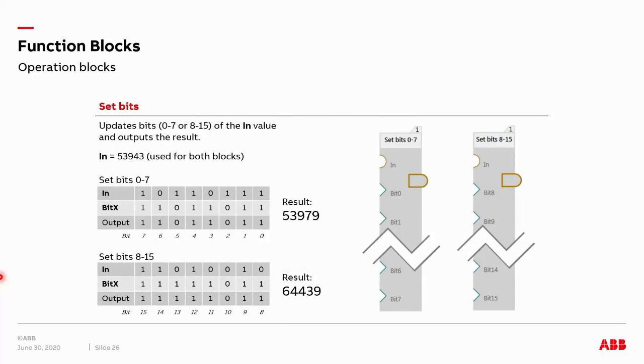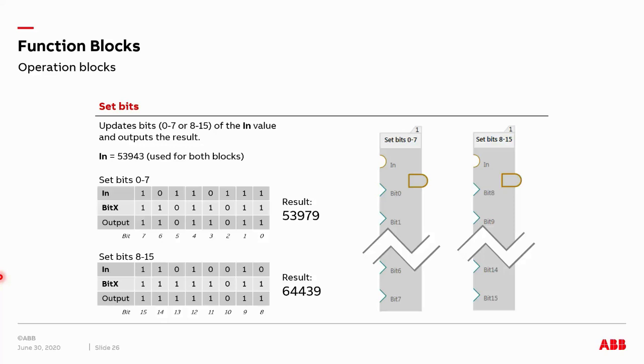Vice versa, we have set bits. Works exactly the same way, but there's 2 different set bits. There's set bit 0 through 7 and set bit 8 through 15. And basically set bit 0 through 7 is taking the first 8 bits of my number, and then 8 through 15 is taking the last 8 of the number.